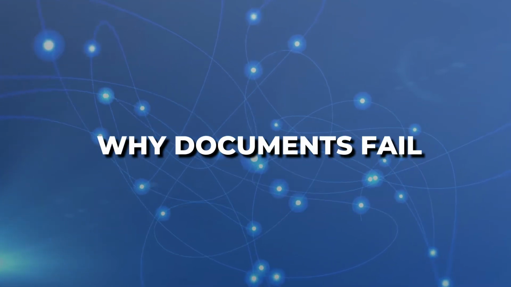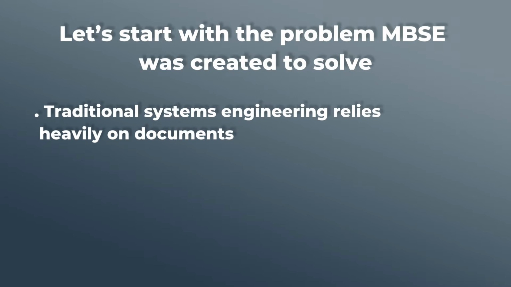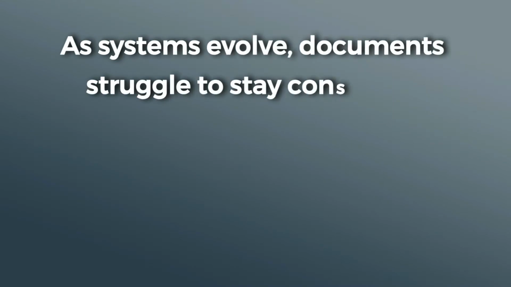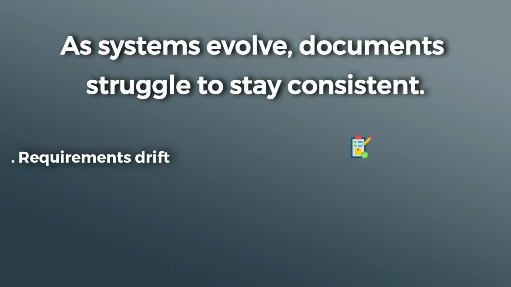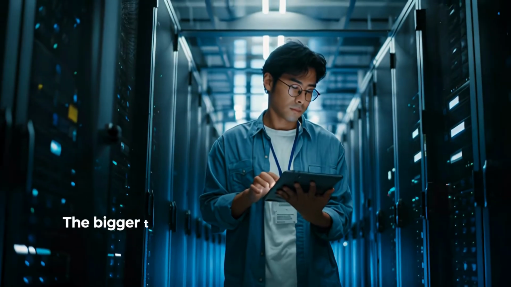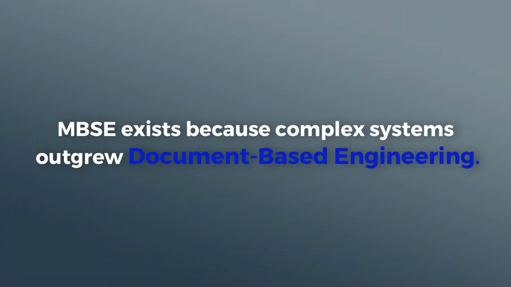Why documents fail. Let's start with the problem model-based systems engineering was created to solve. Traditional systems engineering relies heavily on documents. Documents are static. Systems are not. As systems evolve, documents struggle to stay consistent. Requirements drift. Interfaces get misunderstood. Assumptions stay hidden. Updates don't propagate. The bigger the system, the harder it becomes to keep everything aligned using documents alone. Model-based systems engineering exists because complex systems outgrew document-based engineering.